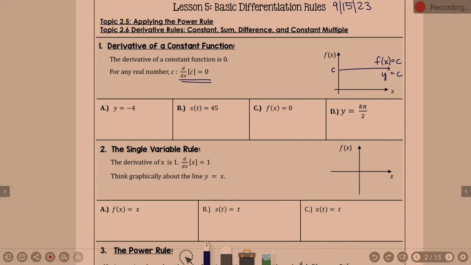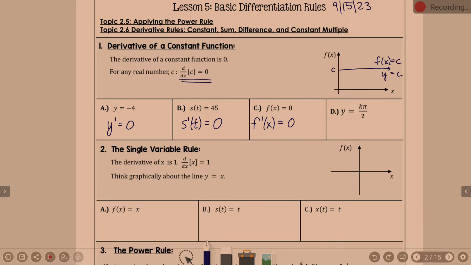So if y is negative 4, what is y prime? 0. If s of t is 45, what is s prime of t? 0. If f of x is 0, what is f prime of x? 0. And that's okay because f of x equals 0 is a horizontal line, yes?